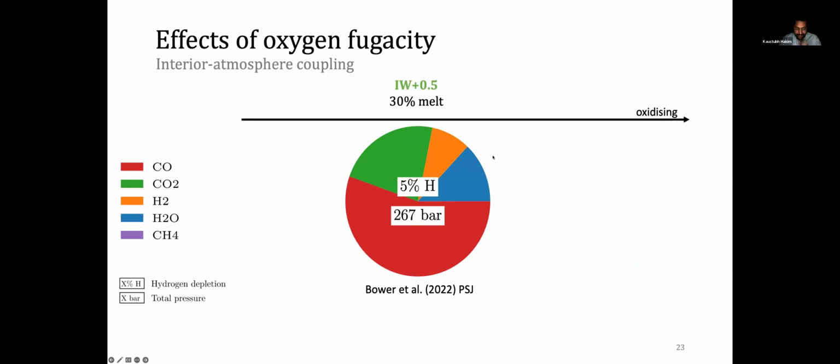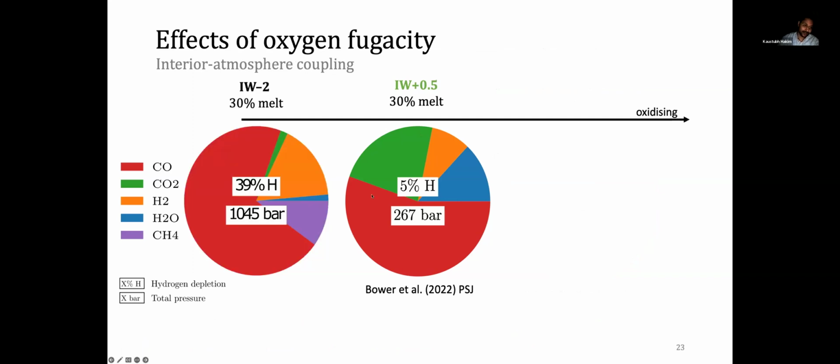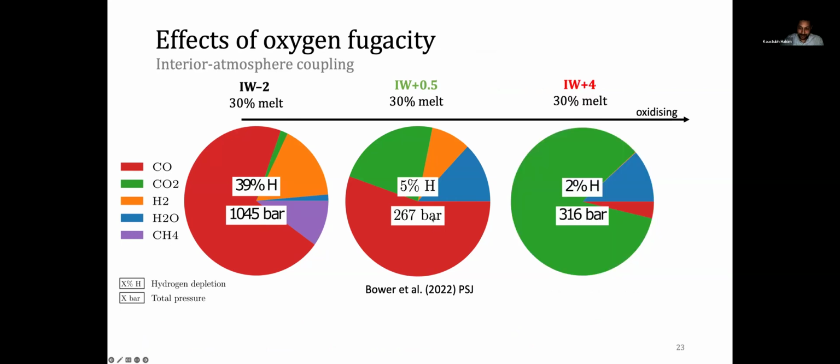Now I'll show you the effect of oxygen fugacity. In this particular case, I repeated what we saw in the middle plot in the previous one, but then you can go to a reduced melt percentage. What you see here is that at a reduced oxygen fugacity, you get mostly a carbon monoxide rich atmosphere, even more than in this case. And for a higher oxygen fugacity, you get a carbon dioxide atmosphere in this case.